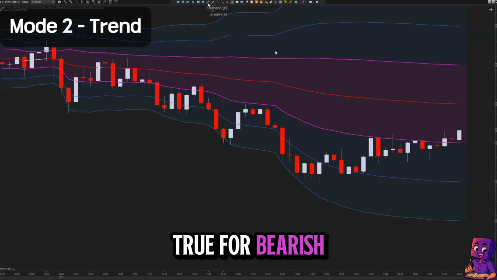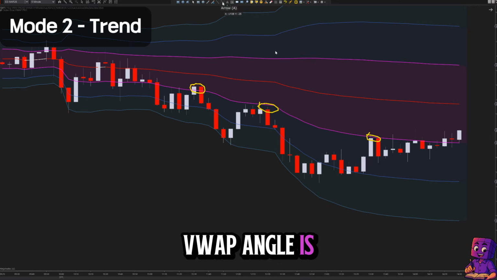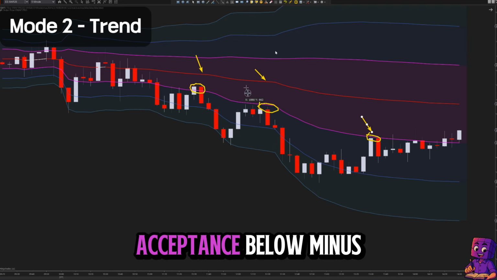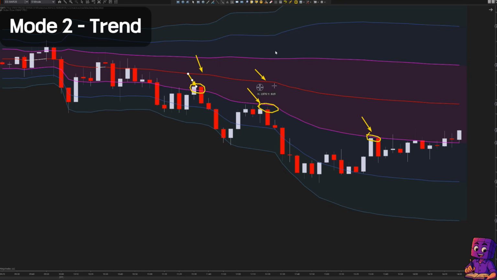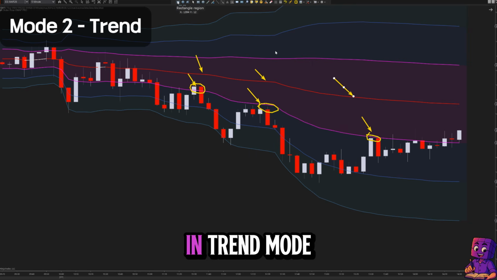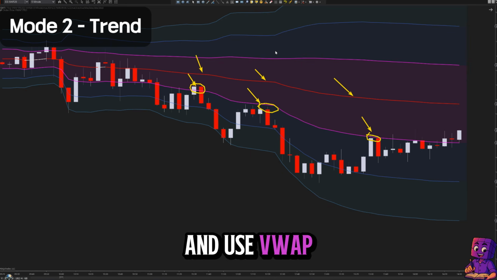The reverse is true for bearish trends. If the price is below -1, it holds -1 on the retest, and the VWAP angle is down, then we have a nice trend down move. So you want price below VWAP acceptance, below -1, retest holding -1 as resistance, VWAP slope/angle pointing down. In trend mode, the mindset changes. You don't want to fade the move too much. You want to trade continuation and use VWAP or bands as dynamic support or resistance.